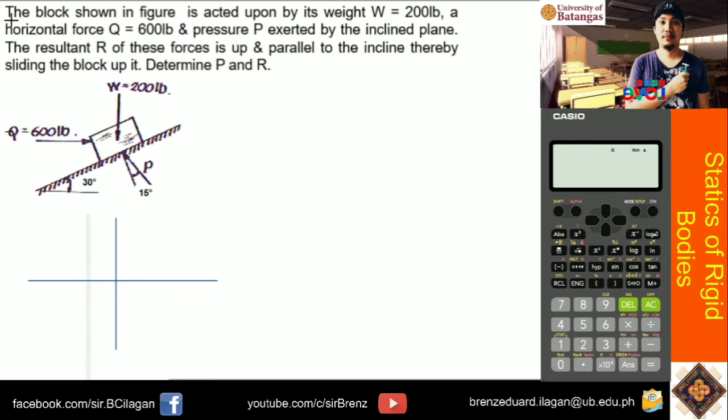Anyway. So, let's lay out the forces. First, we have here a force P. And then we have here a force Q. Sorry, it's Q. Q with a value of 600 pound. I keep pressing the button, because there's a button here.